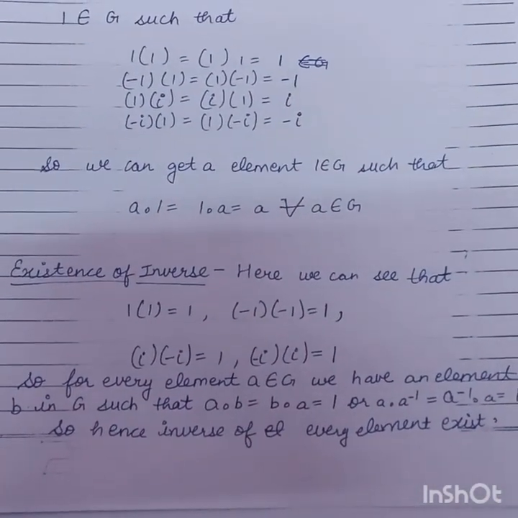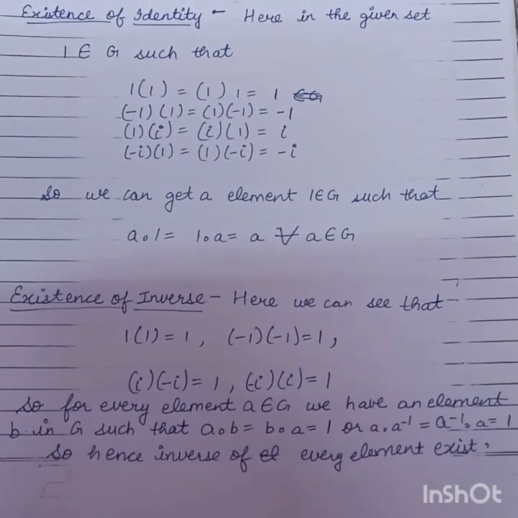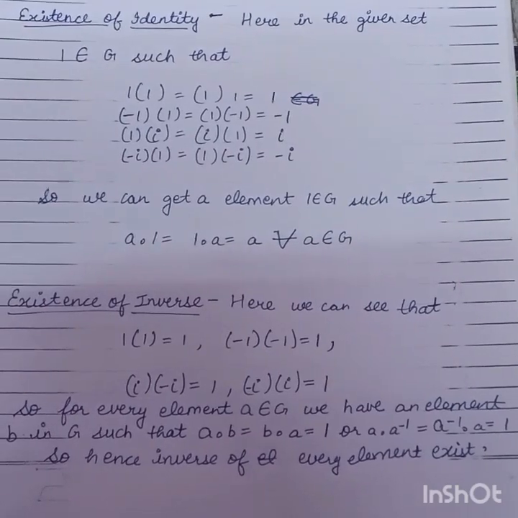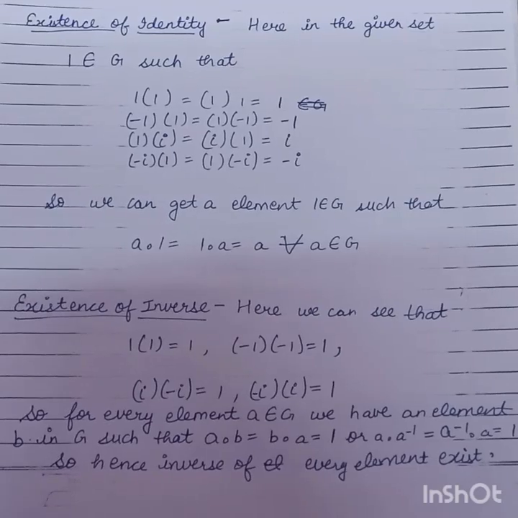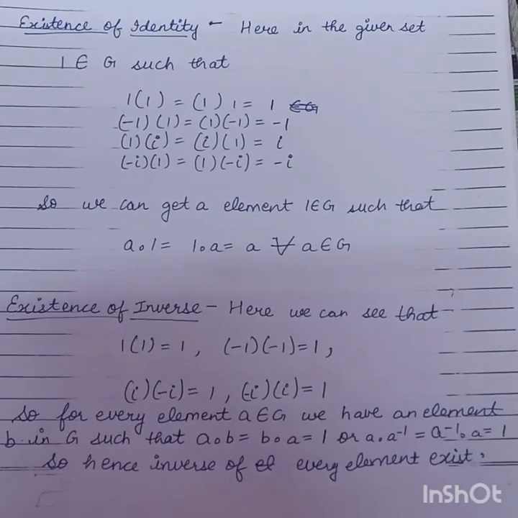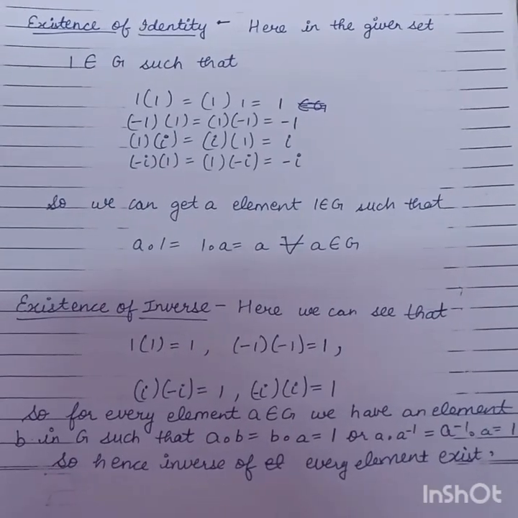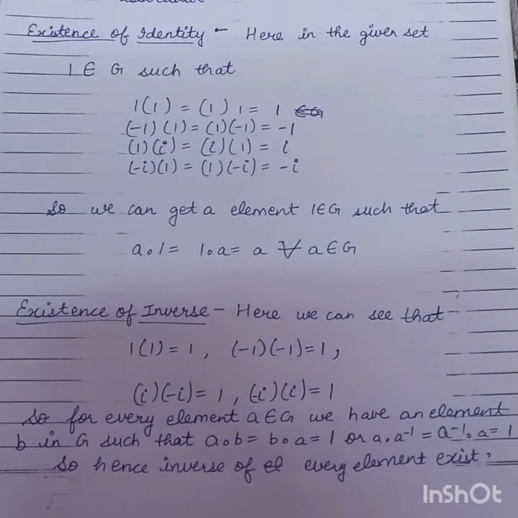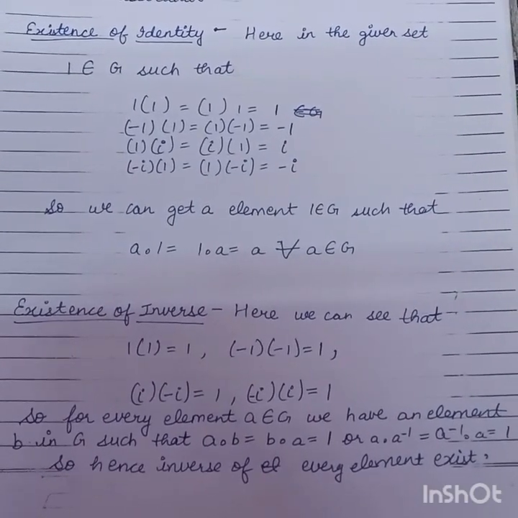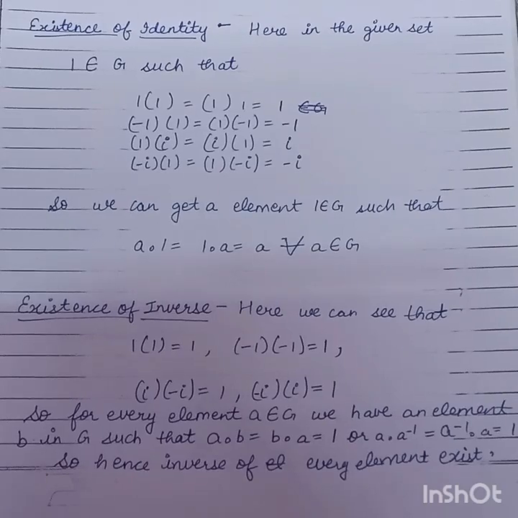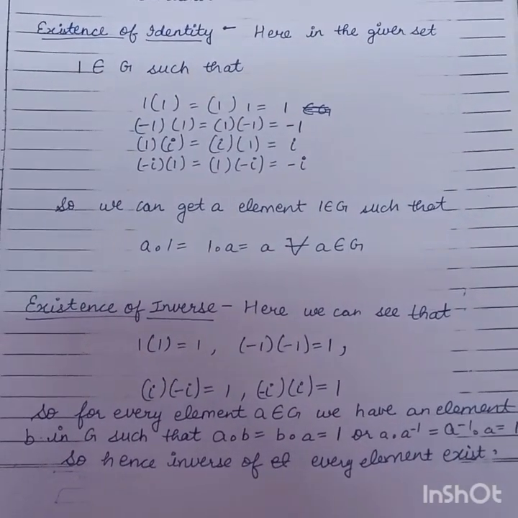Now the existence of inverse. If we multiply 1 with 1, we get 1. If we multiply minus 1 with minus 1, we get 1. If we multiply iota with minus iota, we get 1. If we multiply minus iota and iota, we also get 1. So for every element we can find an element such that if we multiply both of them, it gives us the identity. So we have found the inverse of every element.